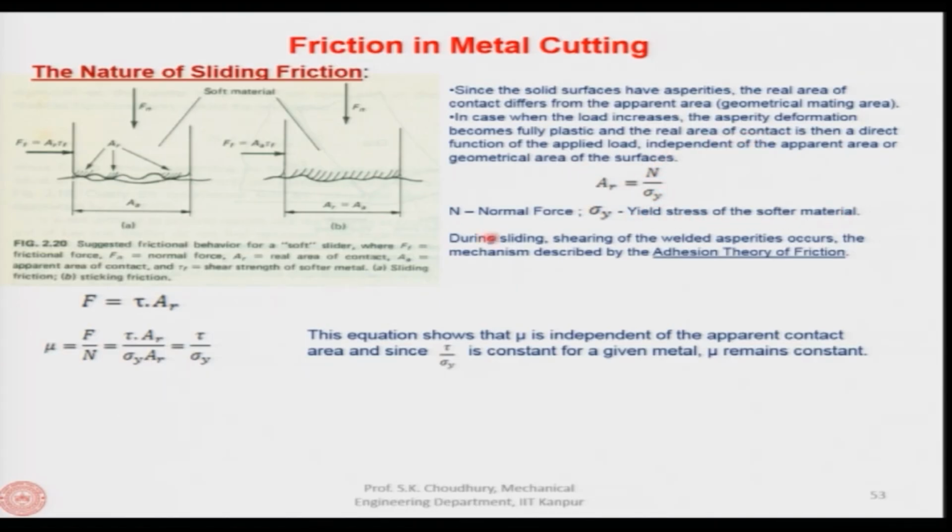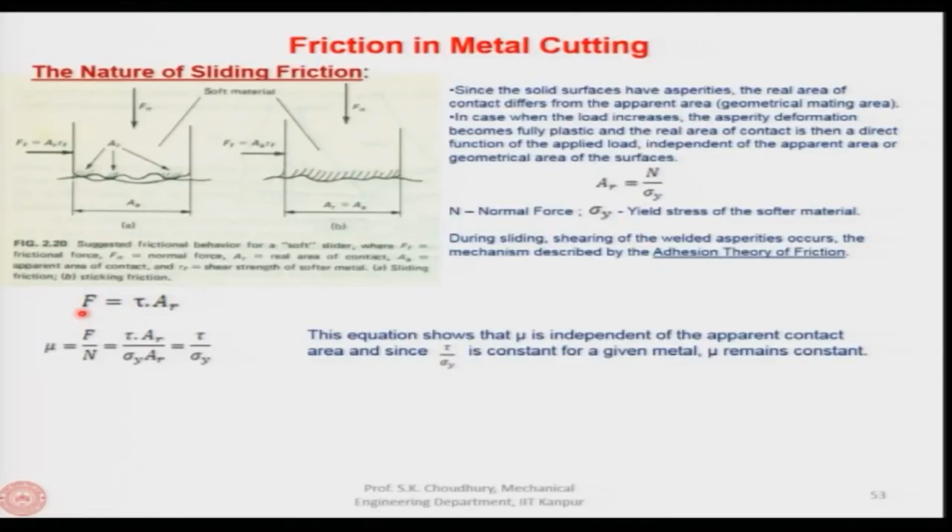Now, during sliding, shearing of the welded asperities occurs. This is the mechanism described by the adhesion theory of friction, meaning that once the normal load is applied, as we said, the asperities become, so to say, welded because the normal force is increasing. Then when two bodies move with respect to each other, these welded asperities will be sheared off. This is known as the adhesion theory of friction.